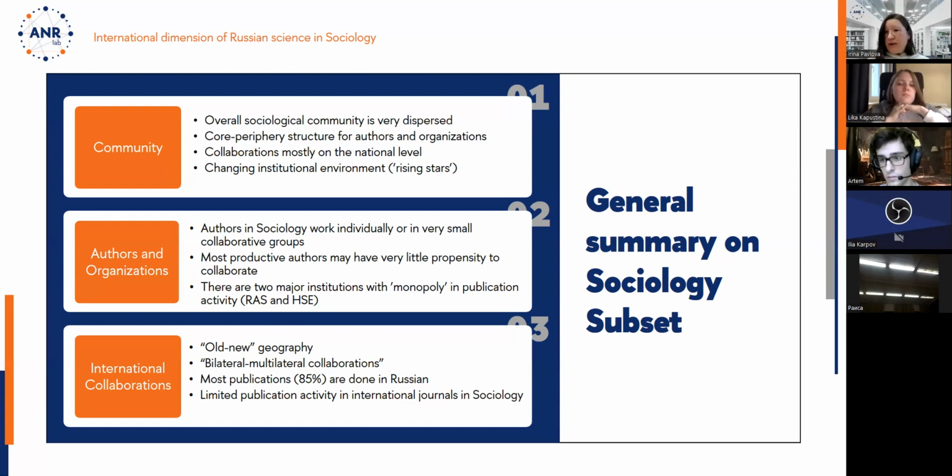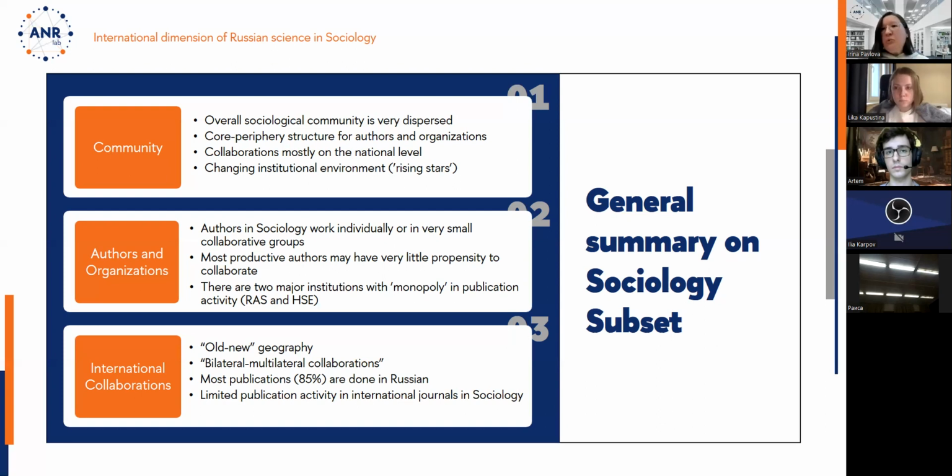But the question is how to explore further, and whether it is necessary, whether it is interesting to explore further maybe the structure within those organizations, for example, the Russian Academy of Sciences. And overall, for international collaborations, definitely we see this old versus new geography. We see this differentiation for bilateral and multilateral collaborations, but quite an important point here, and this might be a limitation, is the language of publications.